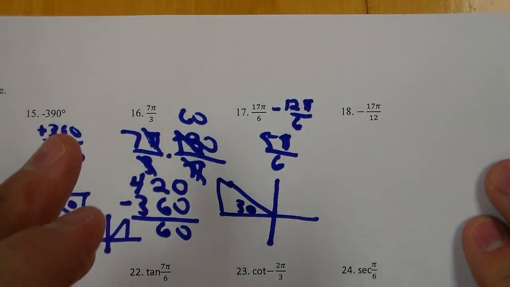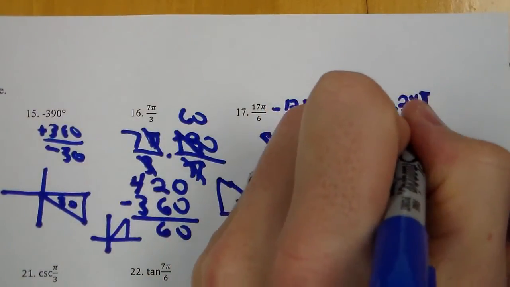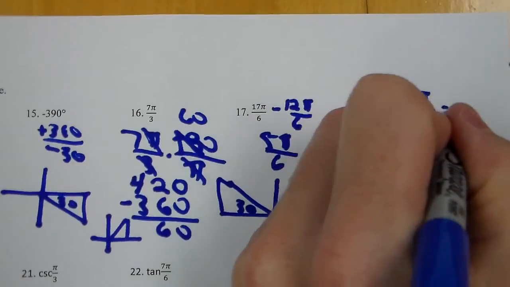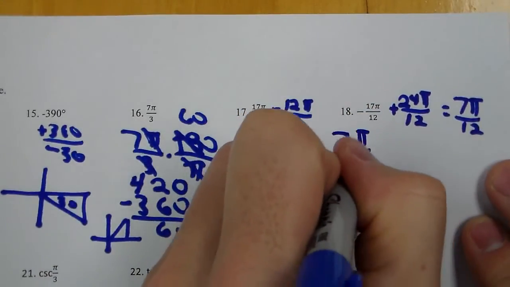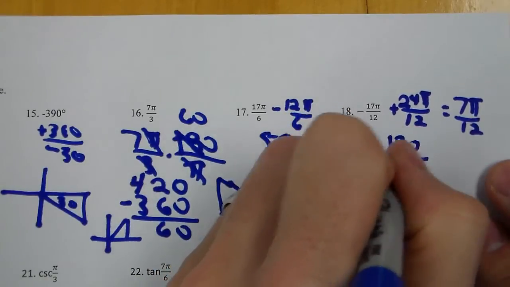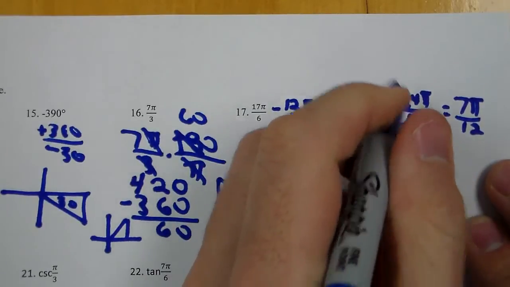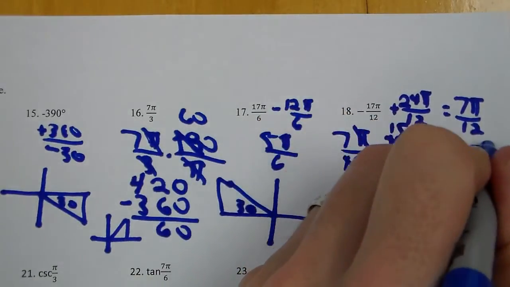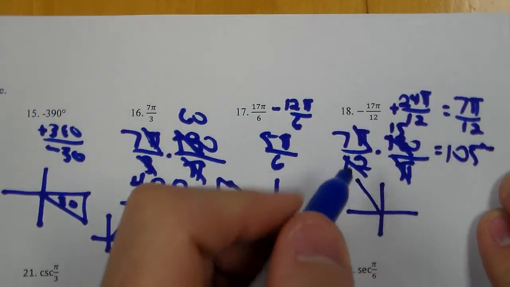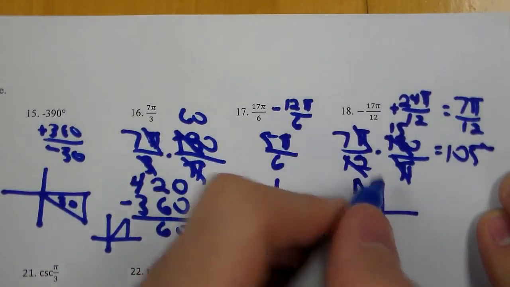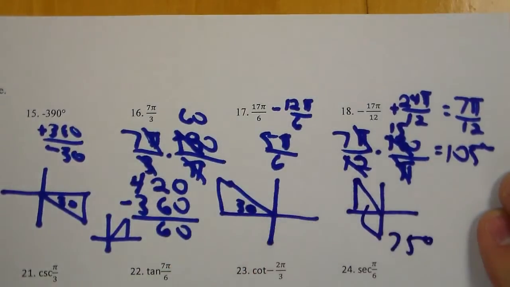Last one, negative 17 pi over 12. I'm going to add 24 pi over 12 to that and get 7 pi over 12. And now I can convert 7 pi over 12 times 180 over pi. I get 7 times 15 is 105 degrees. 105 degrees would be past 90. It would be past it by 15 degrees. So that leaves us with 75 degrees as the reference angle.